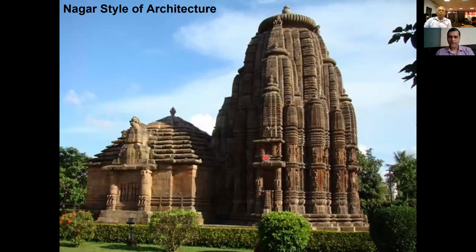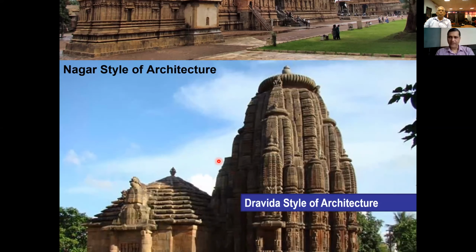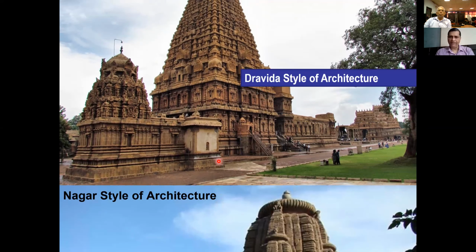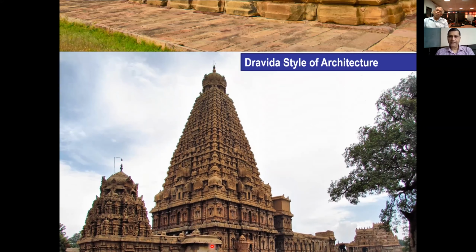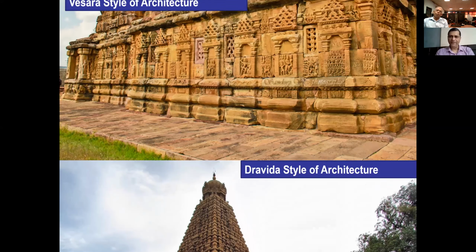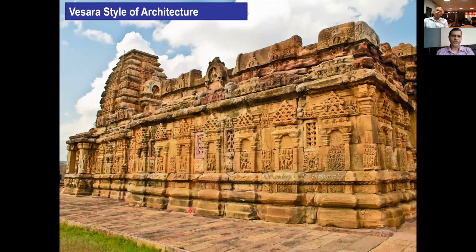For example, the Nagara style of architecture, which prevailed in northern India, has a vertical drive of architecture. Whereas the Dravidian style of architecture typically has a horizontal drive. The hybrid style is called the Vesara style, which reflects a combination of the vertical and the horizontal styles.